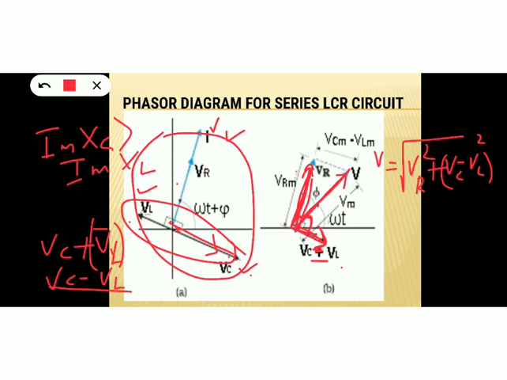And we have VR equal to Im into R. So VR square will be Im R square, plus VC. VC is Im into XC, that means current into resistance. The resistance of a capacitive AC circuit is XC. So VC will be Im XC.